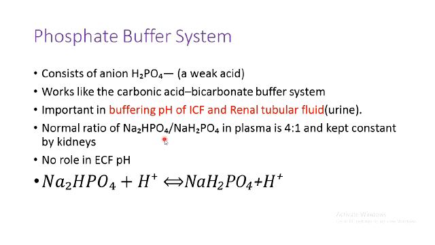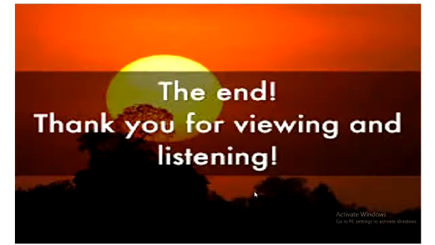sodium hydrogen phosphate versus sodium dihydrogen phosphate in the plasma is 4:1, and it is kept constant by the kidneys. This phosphate buffer system has absolutely no role in extracellular fluid pH, and sodium hydrogen phosphate accepts a hydrogen ion. So sodium dihydrogen phosphate is formed, and hence this buffer system accepts hydrogen ion.